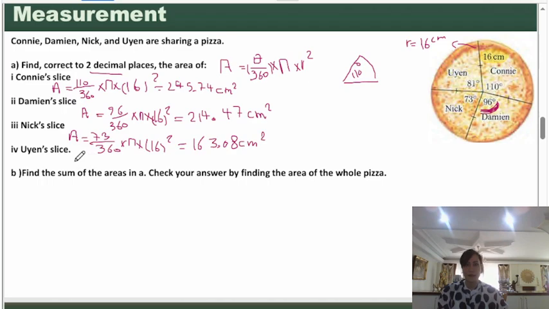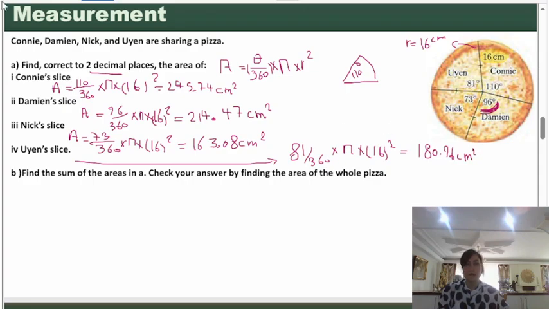centimeters squared. And for the last part, which is 81 over 360 times pi times what's r? 16. R is 16 to the power of 2, which gives me 180.96 centimeters squared. So let me erase my board and only write my final answer for each part.